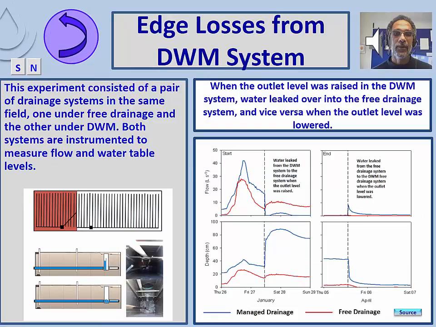This experiment consisted of a pair of drainage systems in the same field, one under free drainage and the other under drainage water management. Both systems were instrumented to measure flow and water table levels. When the outlet level was raised in the drainage water management system, water leaked over into the free drainage system, and vice versa when the outlet level was lowered.